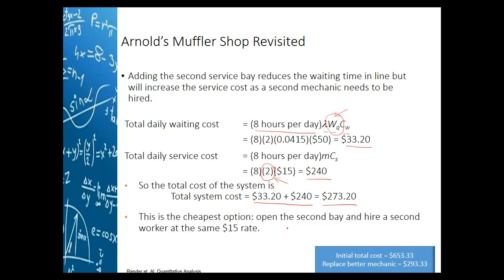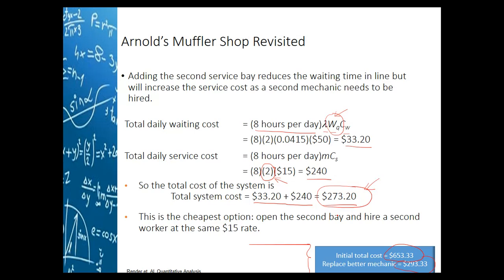If you get tired of going back to your original part 2 video, I put it over here. This is our initial cost when you have only Mr. Blank in place. You are left with 653, and then if you have a better mechanic, Mr. X, your valuation now becomes 293.33. Whereas if you want to hire another Mr. Blank, your cost now becomes 273.20.